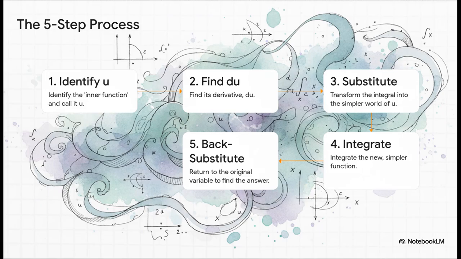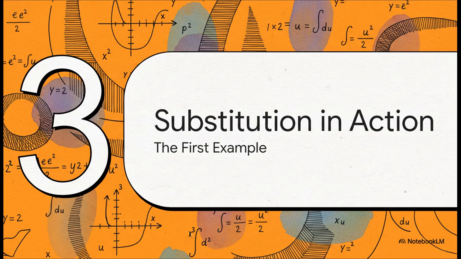Okay, here's our game plan. First, you identify that inner function and you call it U. Second, you find its derivative, du. Third, you do the big swap. You substitute everything to transform the integral into the nice, simple world of U. Fourth, you integrate that new function. And finally, you substitute back to get the answer in terms of your original variable. That's our roadmap. All right, theory is great and all, but let's actually put this into practice.